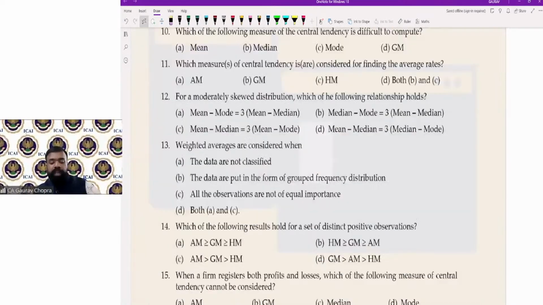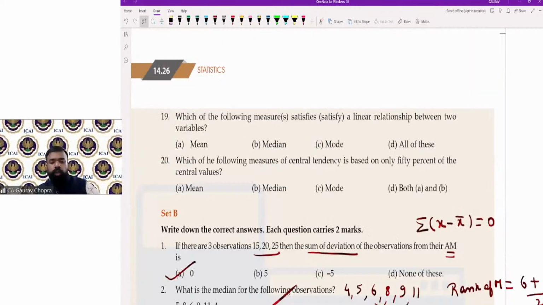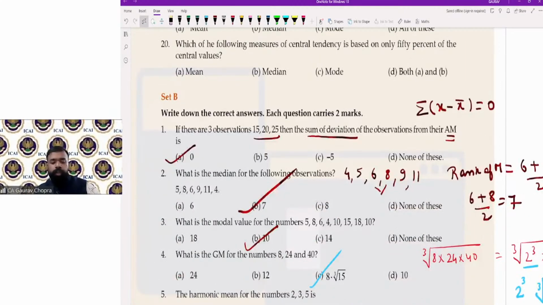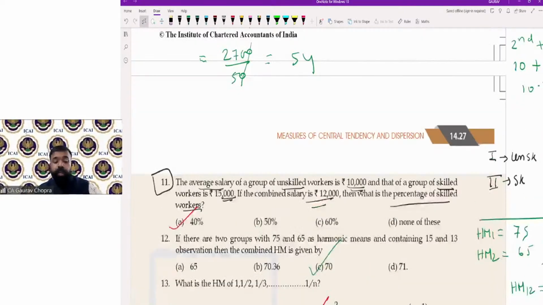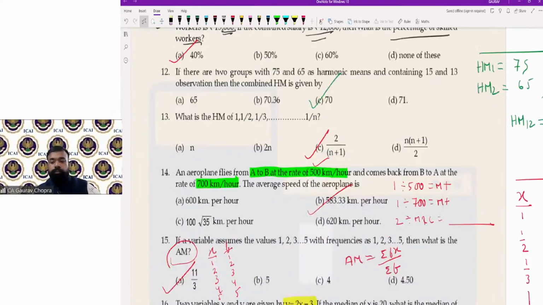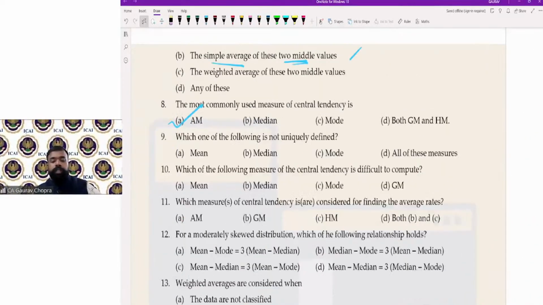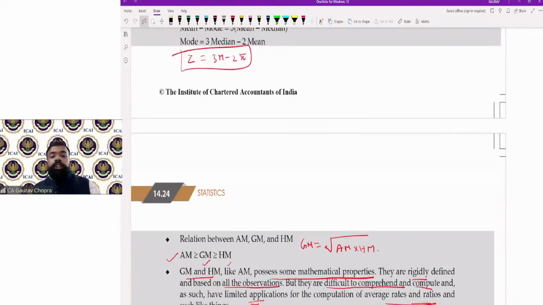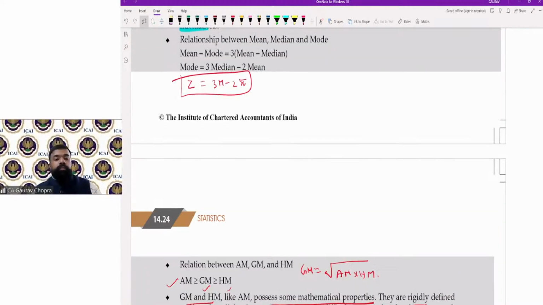So now we have discussed basically all these concepts. You can do it by yourself. And in case of doubt, you can ask. So this chapter is basically complete. So in the next session, we will be beginning with our next topic, that is measures of dispersion.